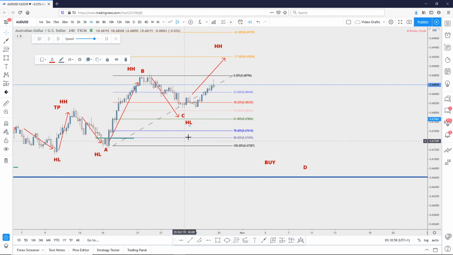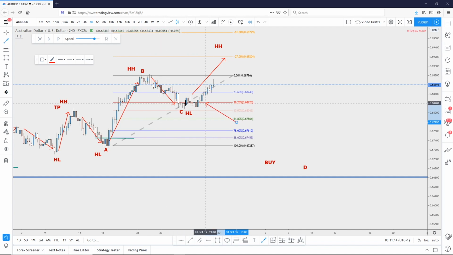Okay, let's hit pause there. So in this example here, price came here and found support around this area. See how it's, let me grab an arrow. See how it's hovering around this 38.2%. Well, obviously this level means something.